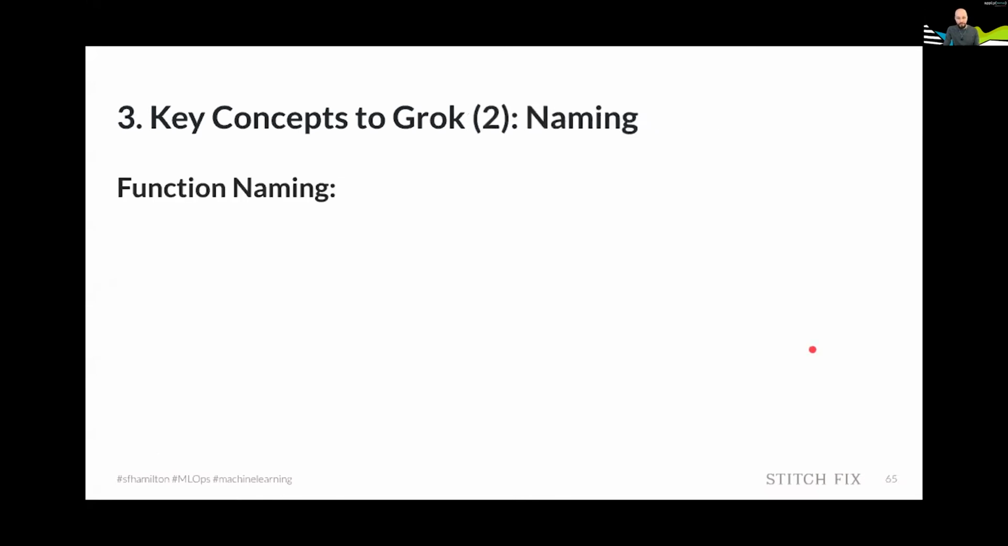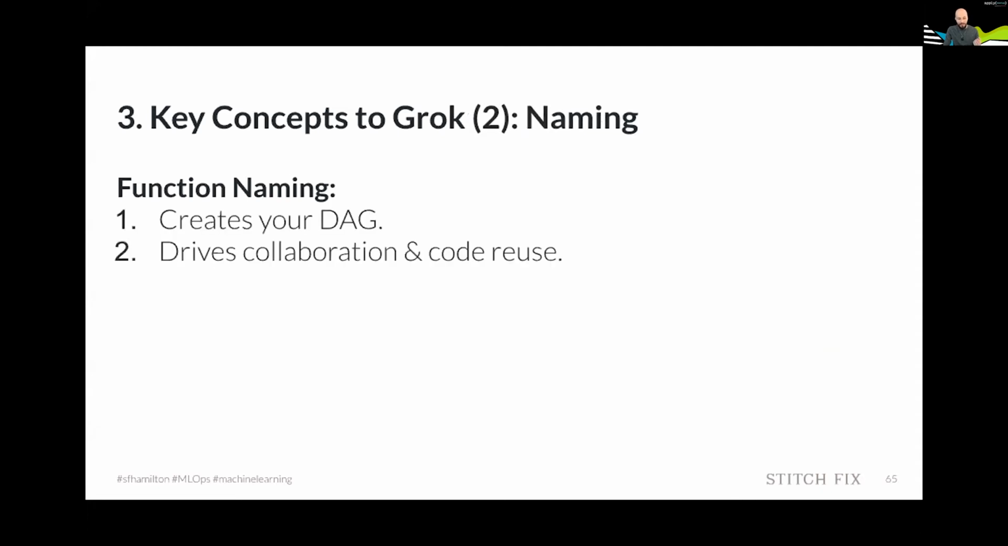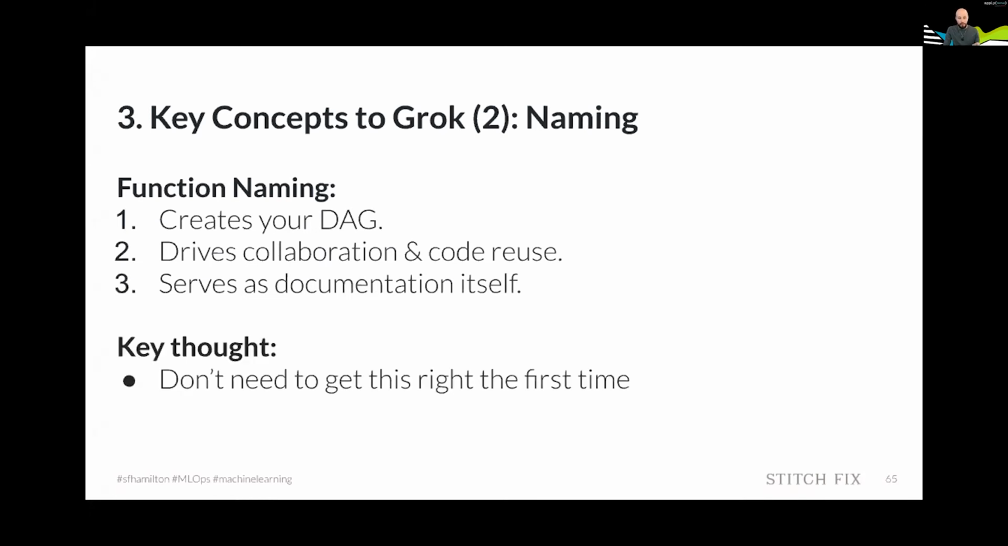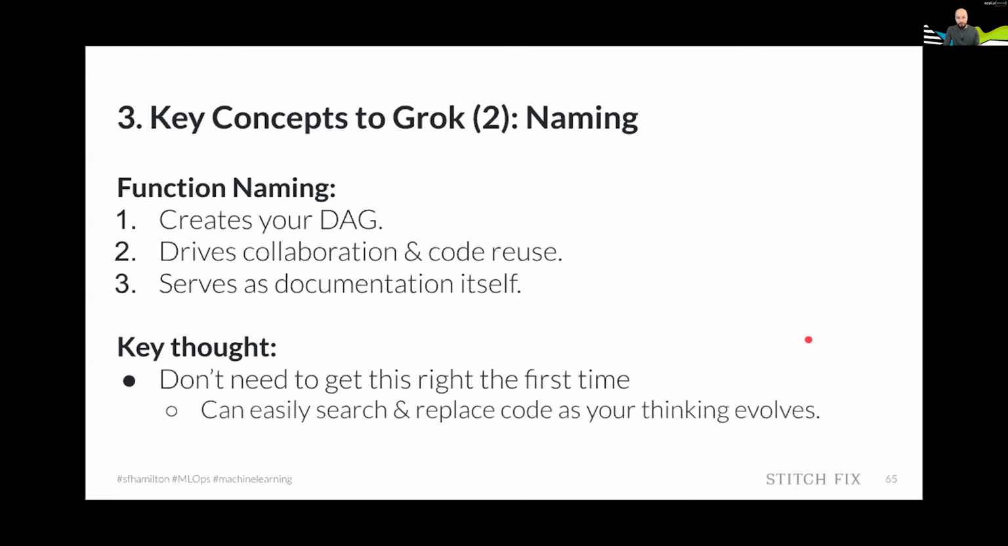The second is naming. Function naming, as I've harked on, is pretty important with Hamilton. It helps you create your DAG, it drives collaboration and reuse, and it serves as documentation itself. Key thought is you don't need to overthink it, and you don't need to get it right the first time, because it's really easy to search and replace, especially if you're writing things in a central repository. It's really easy to change things as your thinking evolves. But it's something you should converge thinking on, since that does help drive collaboration and how your team functions.